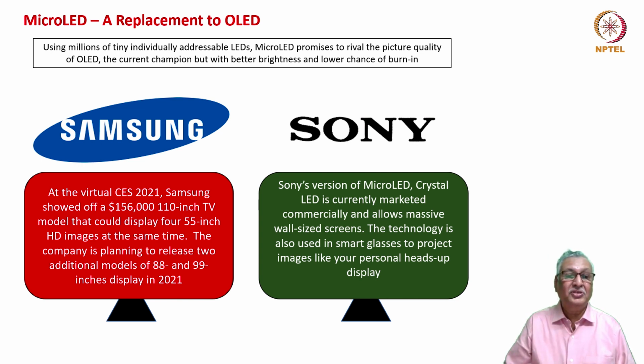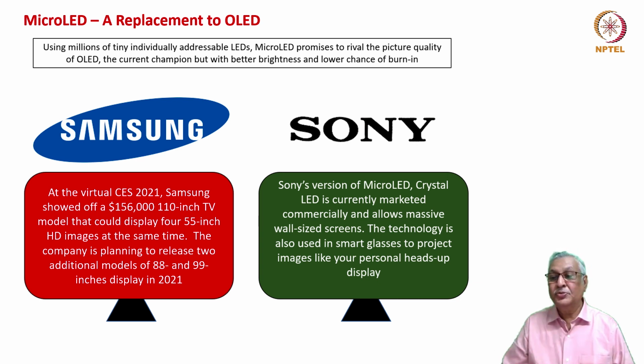At the virtual CES 2021, Samsung showed off a 110-inch TV and promised to follow it up with 88 and 99 inch displays. Sony's version of MicroLED, Crystal LED, is currently marketed commercially and allows massive wall-sized screens. The technology is also used in smart glasses to project images such as your personal heads-up display.